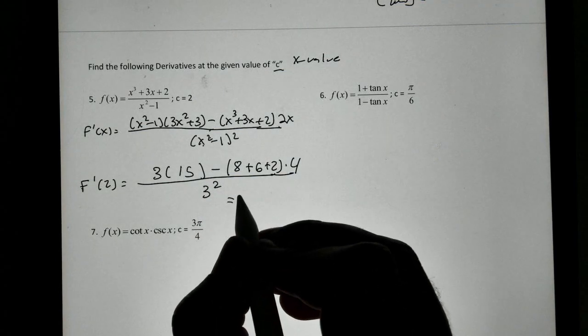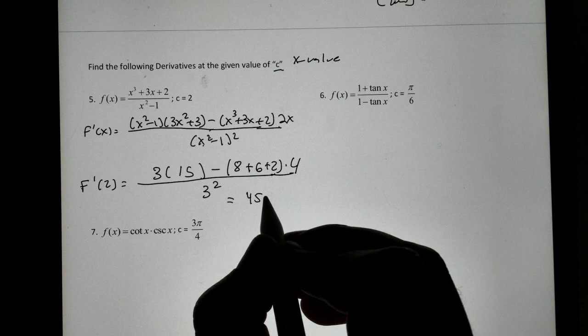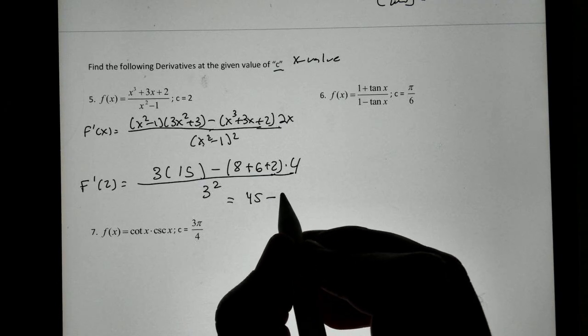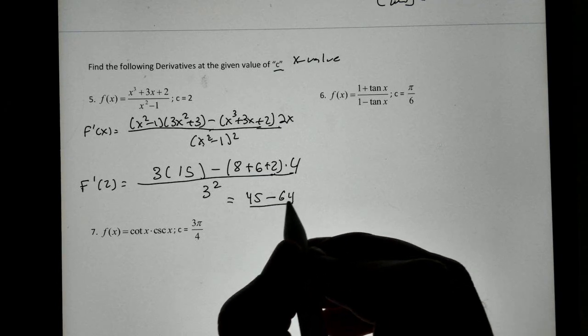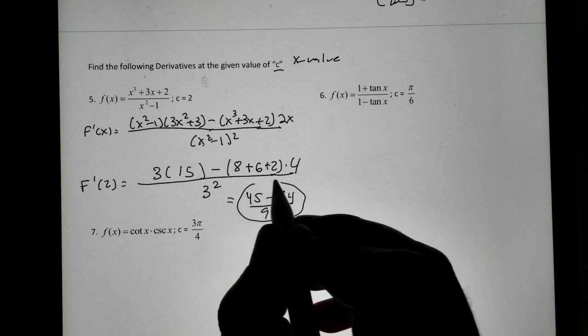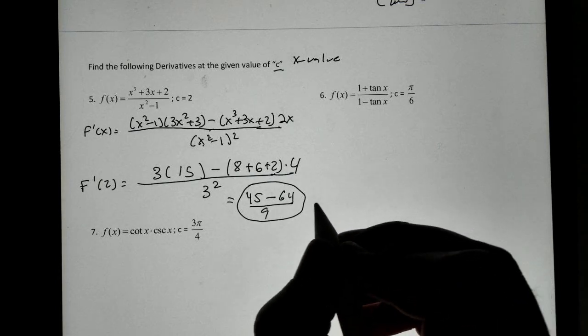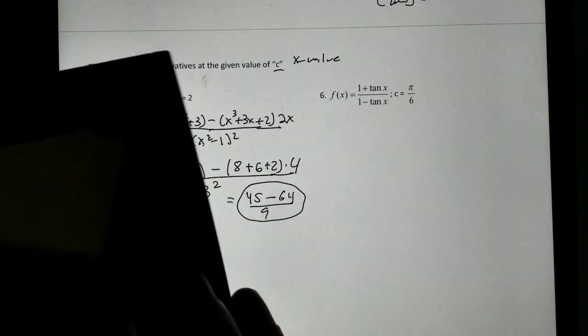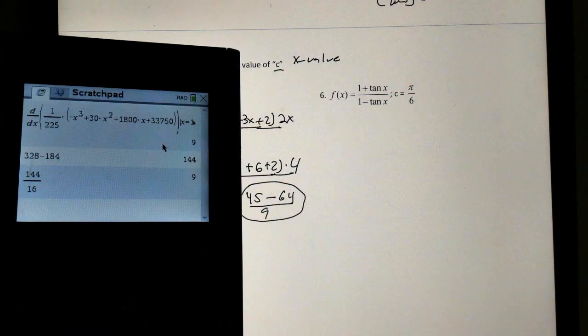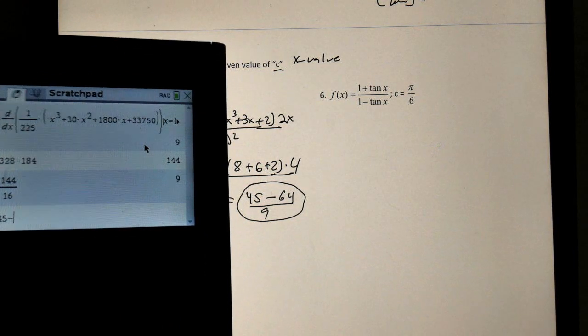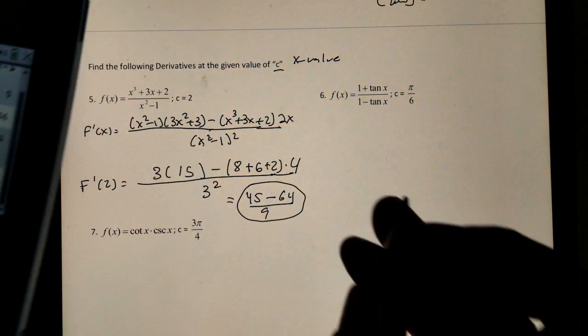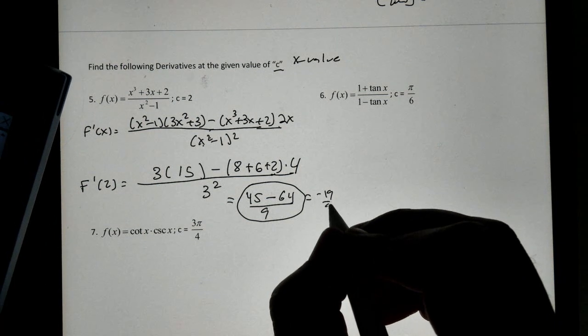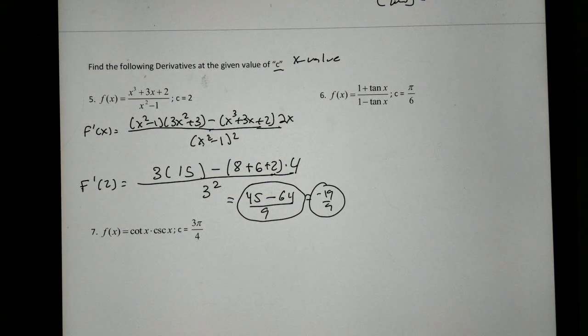Ooh, okay. So what do we get? 45 minus 16 times 4, 64, over 9. Yeah, we can leave it like that. I guess if you want to, what's that going to be? Nah. I'm going to cheat. I'll be honest. I'm going to get my calculator. 45 minus 64. And we get negative 19 over 9. Easy peasy. Look at that. Did that in my head.